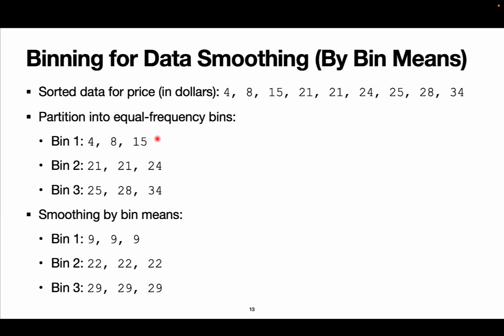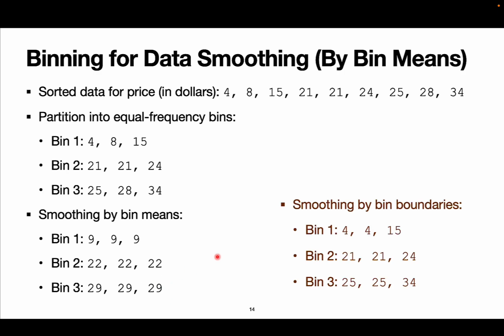So the mean for bin 1 is 9, that's why we smoothed bin 1 values by 9, 9, and 9. Similarly with the 22 and the 29. Smoothing by bin boundaries is a little bit different. So we are going to assign the values to the closer boundary. Here we have 4 because 8 is closer to 4 than 15. Similarly, 28 is closer to 25 than 34.